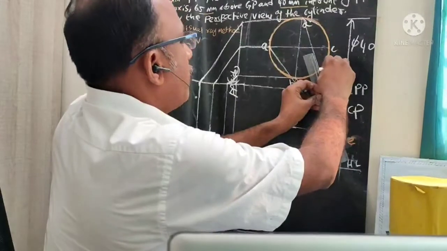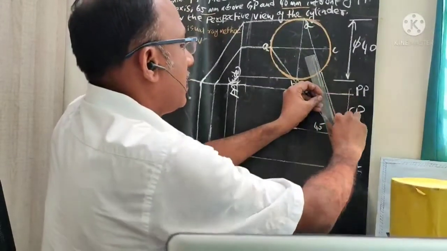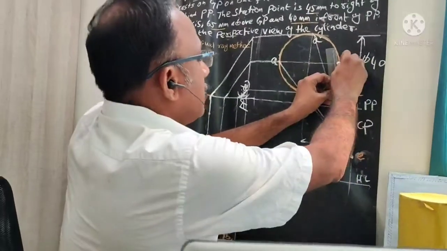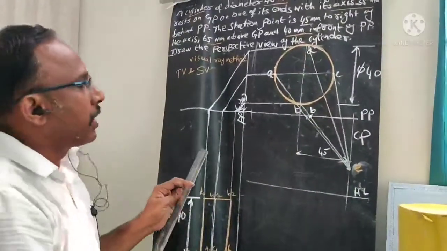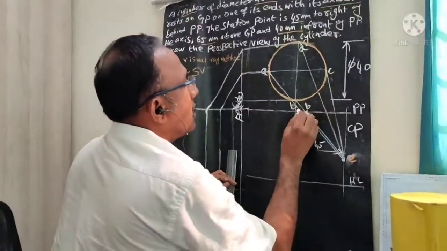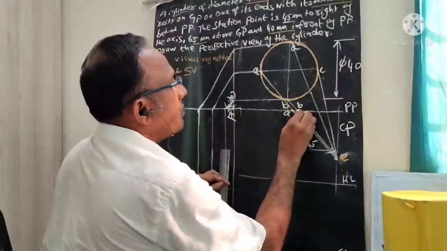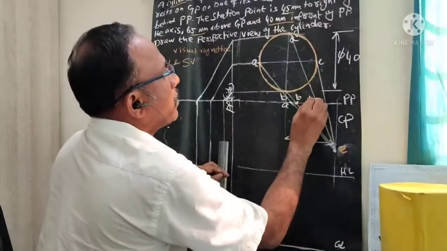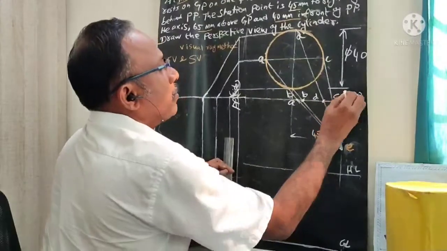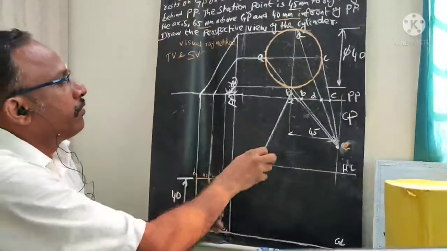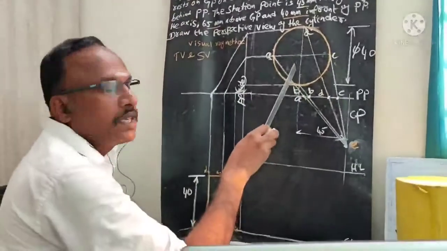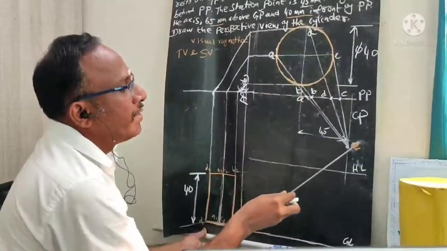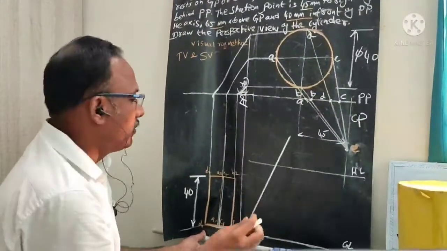I only divided into 4 points because we want to get clarity. If you are interested, you can divide into 8 parts also. No issues. This is piercing point A, piercing point B. This is piercing point D, and this is going to be piercing point C. I marked 4 piercing points. This is how we connect this top view with this station point E.